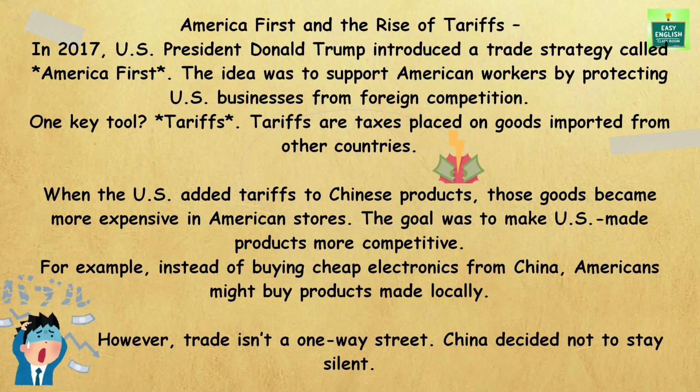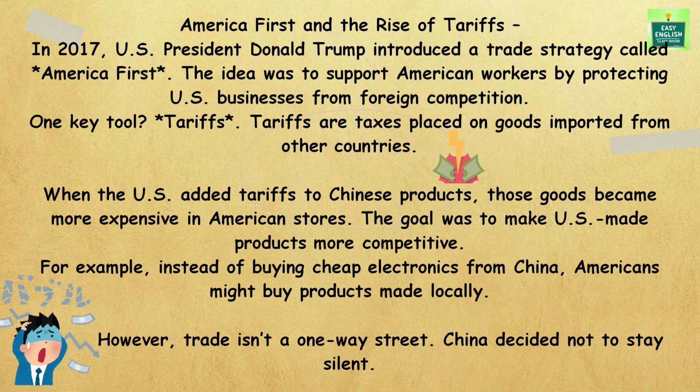One key tool: tariffs. Tariffs are taxes placed on goods imported from other countries. When the US added tariffs to Chinese products, those goods became more expensive in American stores. The goal was to make US-made products more competitive. For example, instead of buying cheap electronics from China, Americans might buy products made locally. However, trade isn't a one-way street.